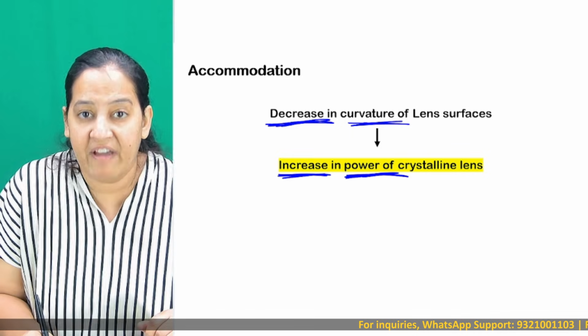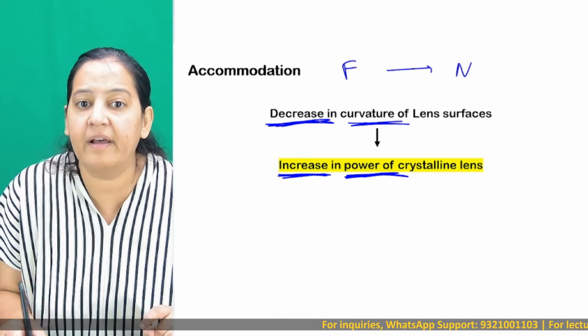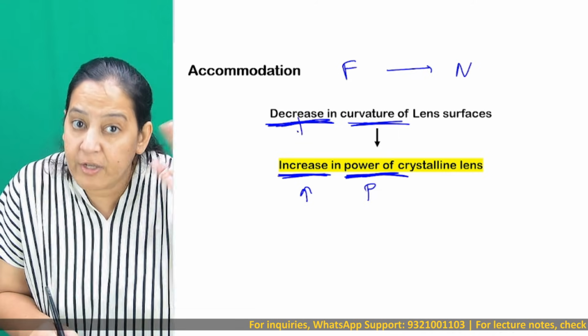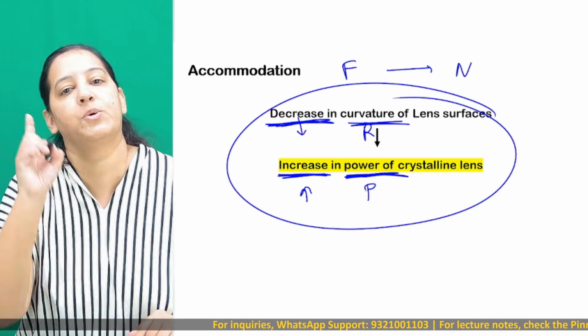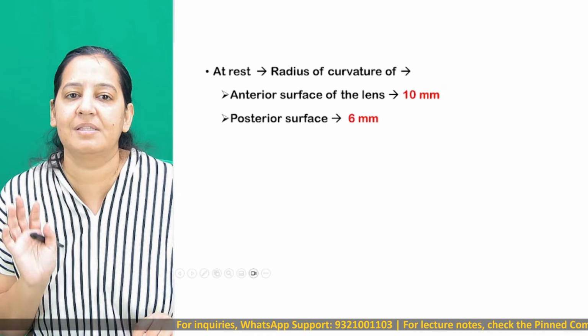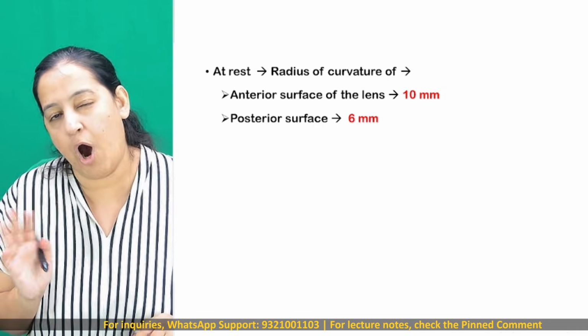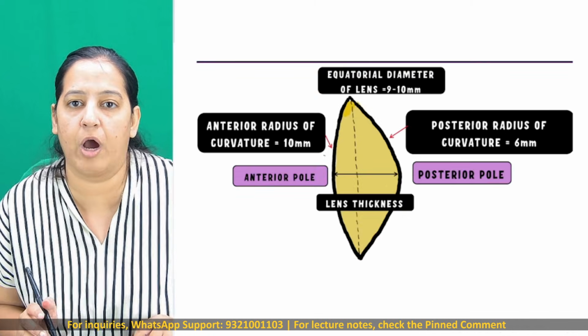What is accommodation? When we shift the vision from far to near, there is an increase in the power of the lens. How? By reducing the radius of curvature. And this is known as accommodation. So tell me the normal radius of curvature of the lens and how much it changes during accommodation.